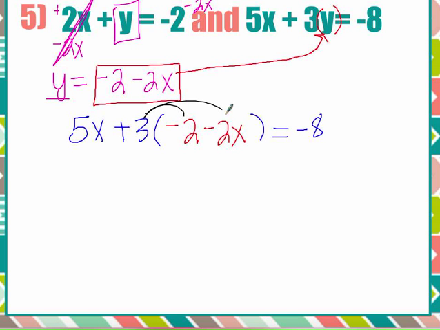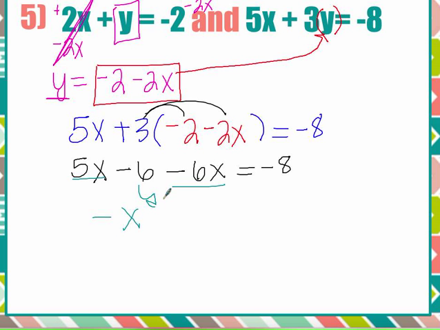So distribute 3 to both terms. 5x, 3 times a negative 2 is going to give us a minus 6. 3 times negative 2x is going to give us minus 6x. And that all equals negative 8. Combining like terms here, I've got 5x minus 6x. That's going to leave us with a negative x. Bring down your minus 6 equals negative 8. I need to add 6 to both sides. So I get negative x is equal to negative 2.